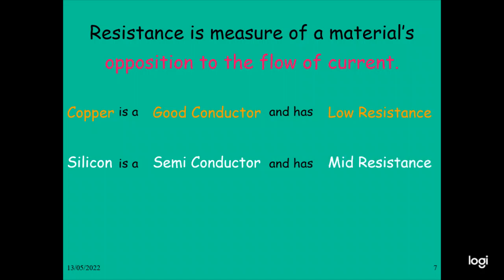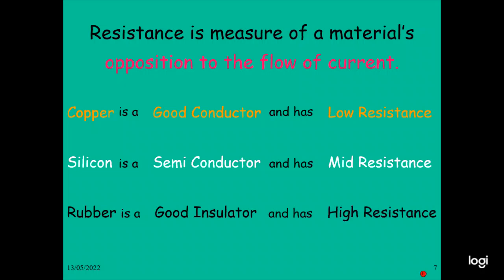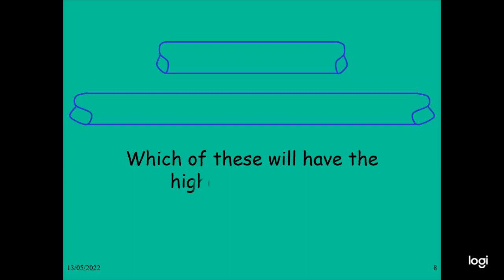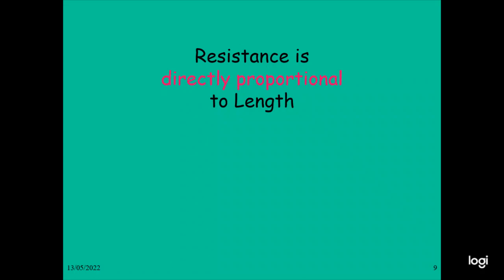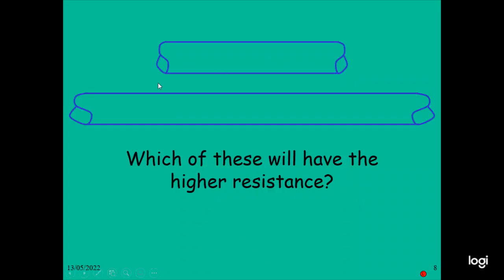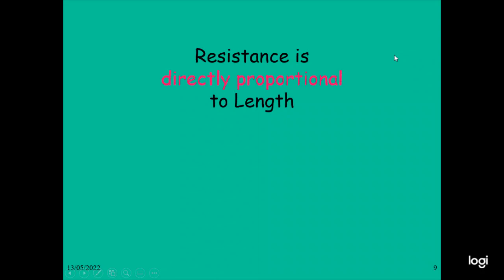Copper is a good conductor and has a low resistance. Silicon is a semiconductor with high resistance. Rubber is a good insulator and has a high resistance. So this is the resistance of the material. The longer the conductor, the higher the resistance. It is directly proportional to length. So the longer, the more resistant. So R is directly proportional to L, where R is the resistance and L is the length.